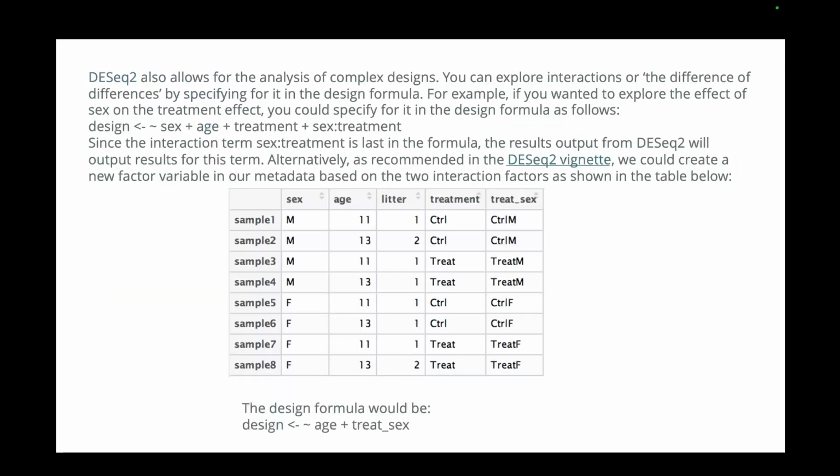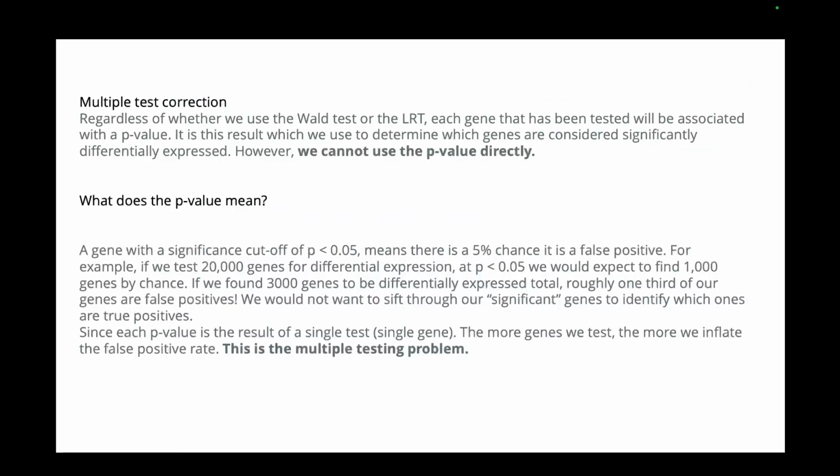So in the end, while implementing this, you need a design formula. Here it is age plus treatment and sex. Since this is not separate, they have combined it into one and given it like this. So this is your design formula. According to this, the differential expression will be calculated. And after that, you have calculated using different kinds of models, like LRT or Wald test, likelihood ratio test or Wald test.